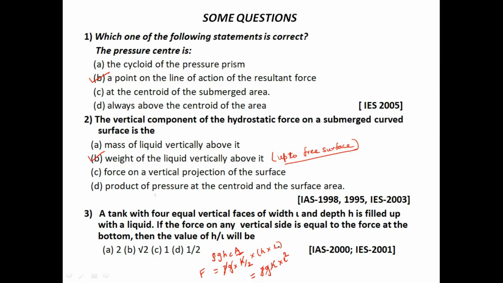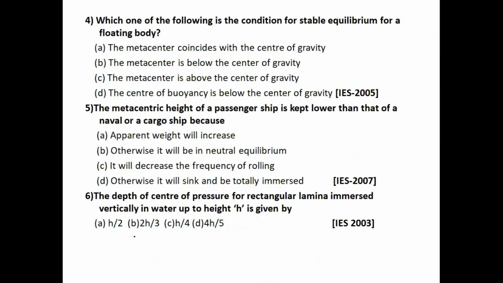One H will also be cancelled out. L will also be cancelled out. So H by L comes as a 2. So the answer comes as a 2 in this way. You try this problem. It's an easy problem, not that difficult.